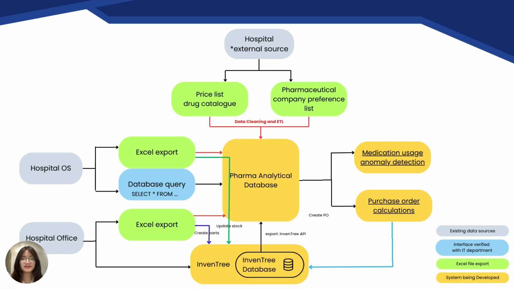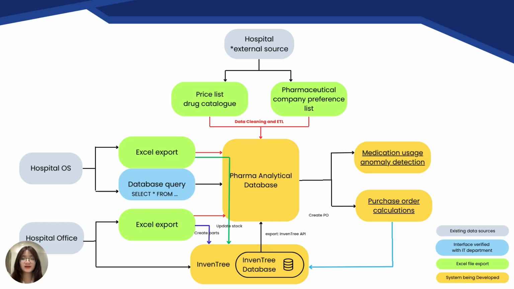So we have three different sources, which are the hospital OS, the hospital office, and the hospital external source. Firstly, we retrieve data from the three different sources in the form of Excel files, and then we use PySpark for cleaning and ETL of the data, and use InvenTree to view the drug inventory and manage the various data in the pharma analytical database located on our project developer's local computer.